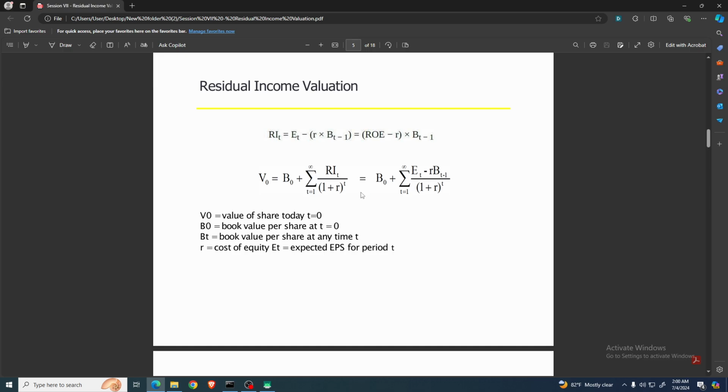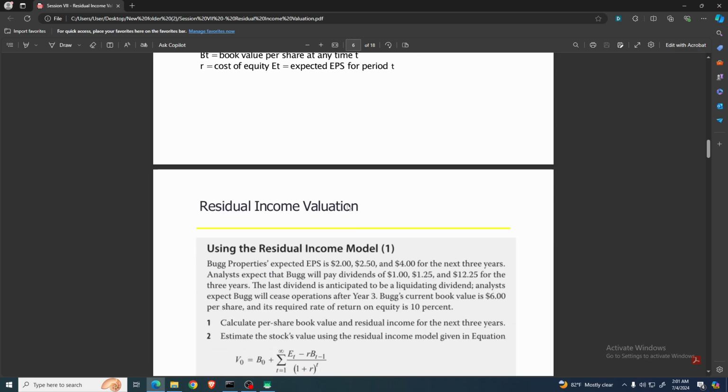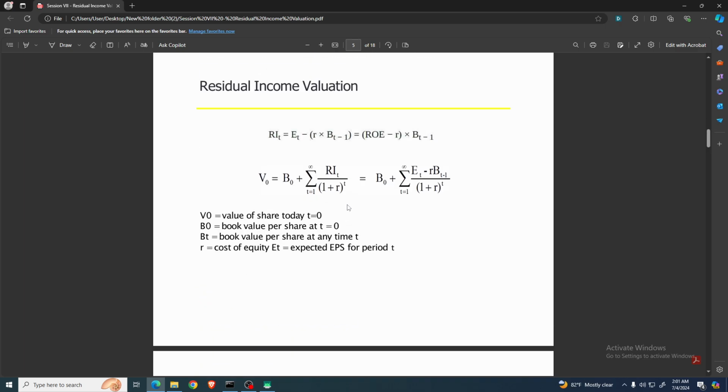Then you have the value of share today calculation, where V_0 is the value of the share today, and B_0 is the book value per share at time 0, where t equals 0, and B_t is the book value per share at any period of time t. Then r is the cost of equity, and you have the expected earnings per share for period t as well. That is how the residual income valuation is calculated using different models, and how the value of a share is calculated as well.